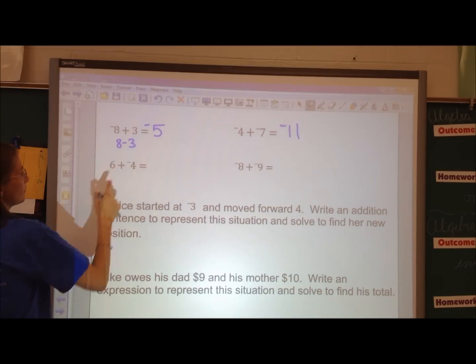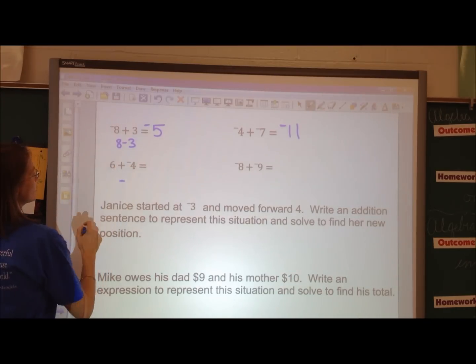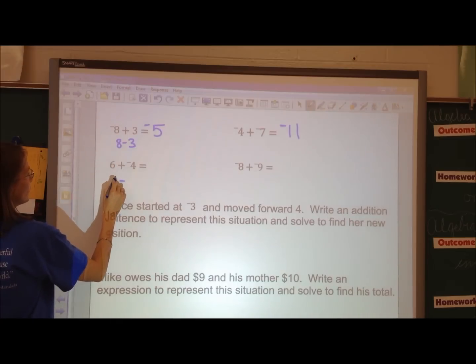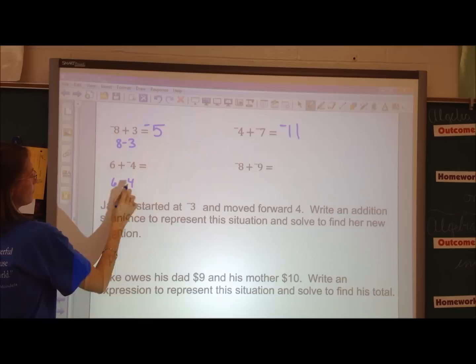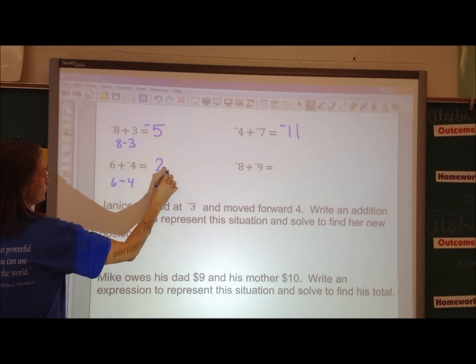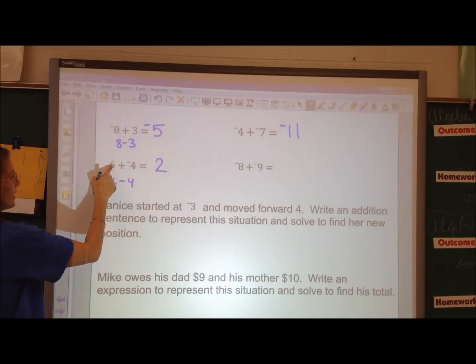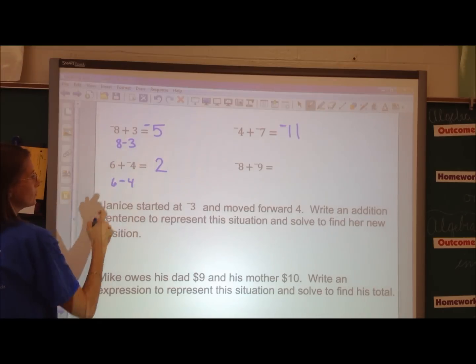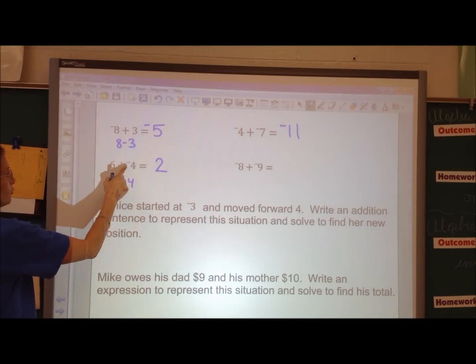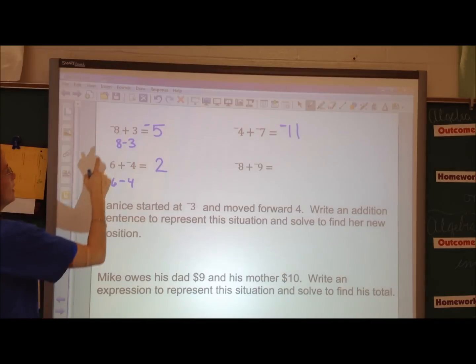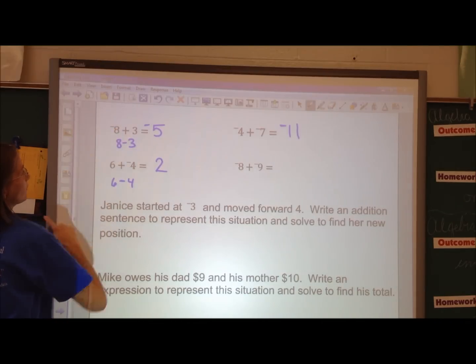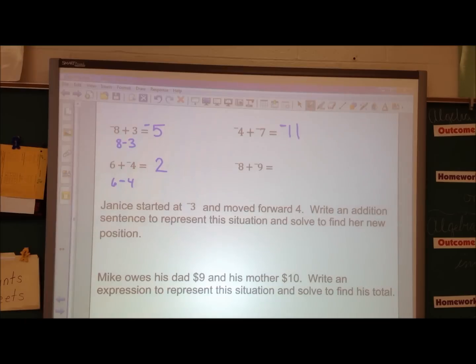6 plus -4, different signs. Different signs means to subtract. So I'm going to take my larger looking number, which is a 6, minus a 4, and I get 2. And then the larger looking number, which is a 6, is positive. So this is positive. I have 2 more positives than negatives. Up here I have 5 more negatives than I do positives.